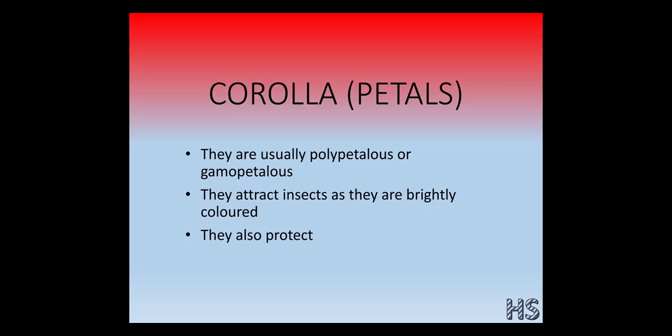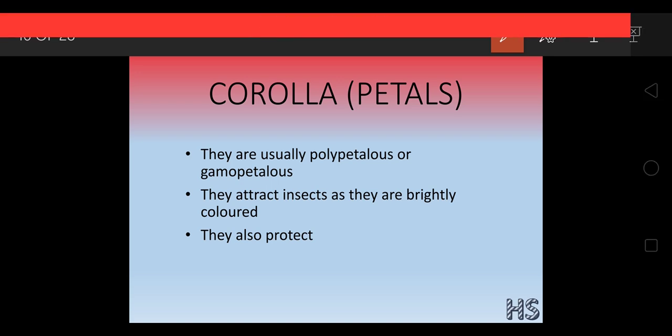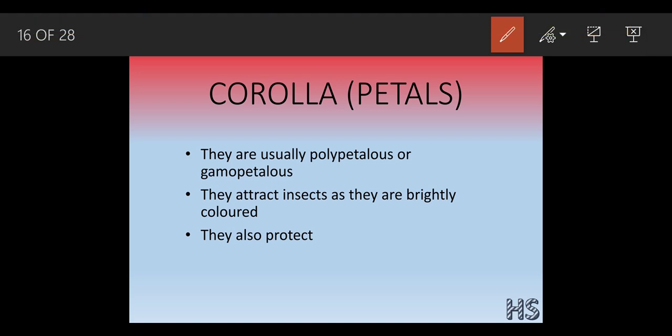Now the second structure, that is the corolla, which is known as the petals. I have already discussed that the petals are brightly colored. What do you mean by bright color? It can be any color other than green. Listen to this part: it could be any color other than green, because green stands for the sepals. They could be polypetalous or gamopetalous.